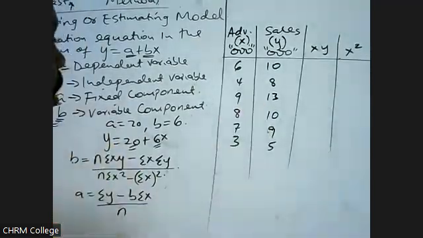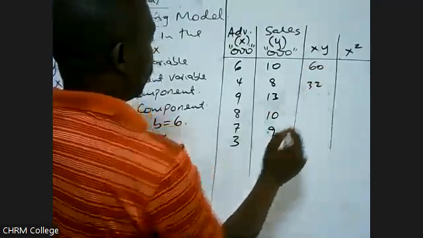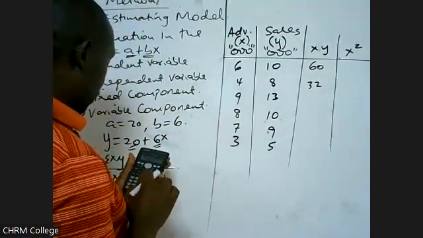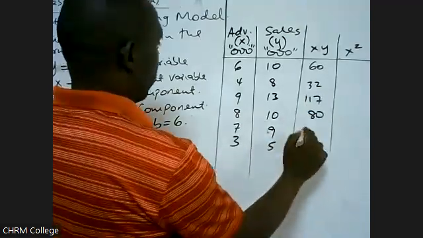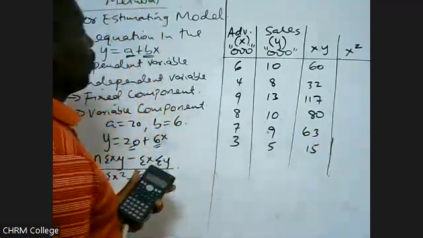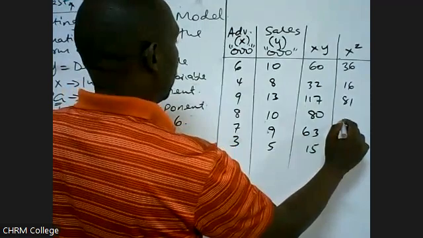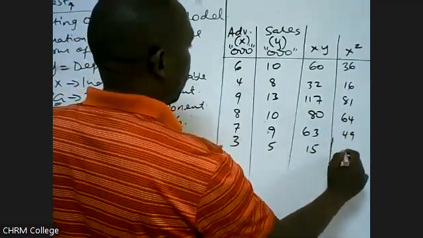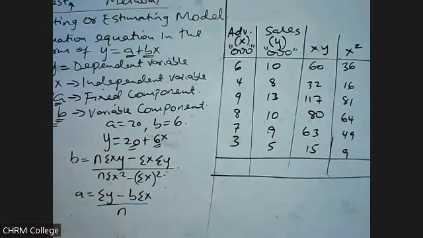So you do xy. 6 times 10 is 60. 4 times 8 is 32. 9 times 13 is 117. This is 80. You get 63, 15. X squared, you square the x values. This is going to be 36, 16, 81, 64, 49, and then 9. Then we shall add all of them. We add the x's, we get the sum of x: 6 plus 4 plus 9 plus 8 plus 7 plus 3. That is 37.